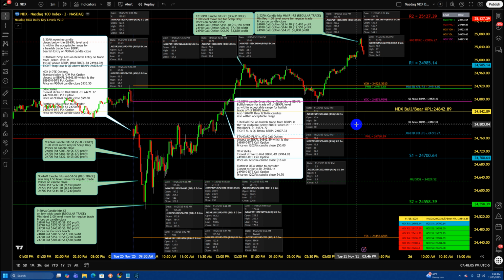At 9:30 a.m. Eastern New York time, on the first tick of the New York open of the Nasdaq NDX Index, you will get your daily key levels updated on the NDX chart. On TradingView, you would go to your symbol search, type in NDX, and look for NDX under the Nasdaq exchange, which is the official Nasdaq NDX that everyone follows as far as the NDX index.